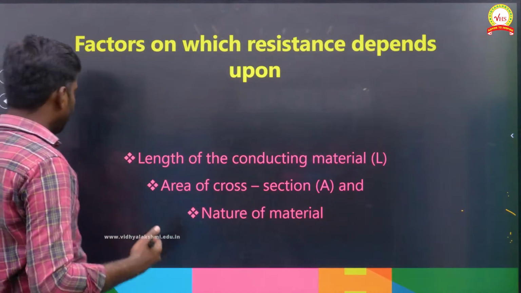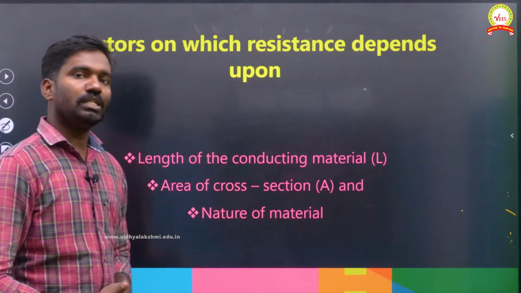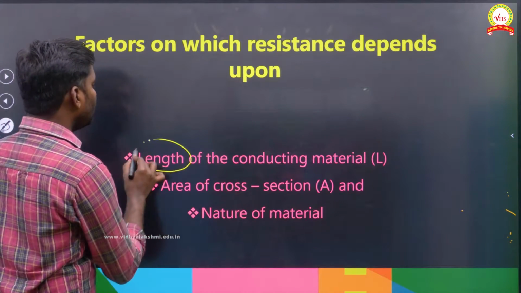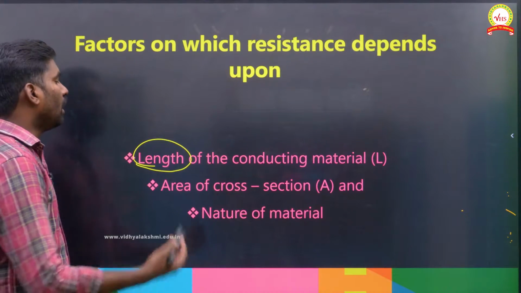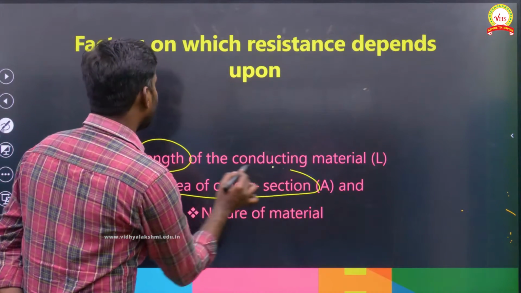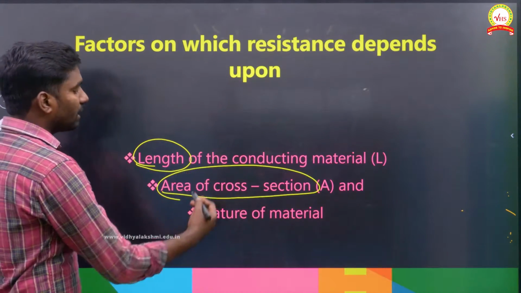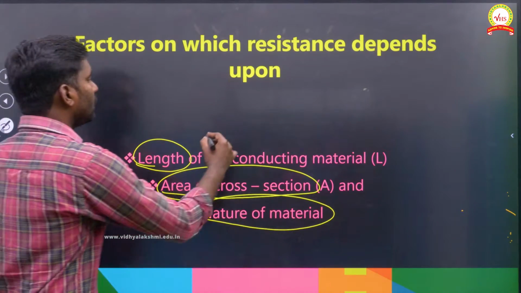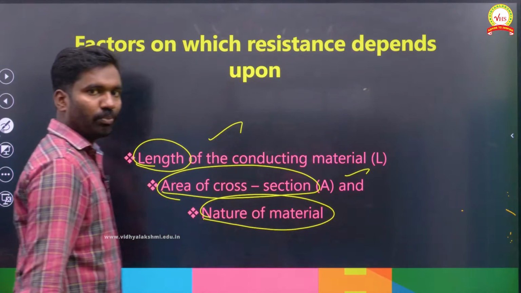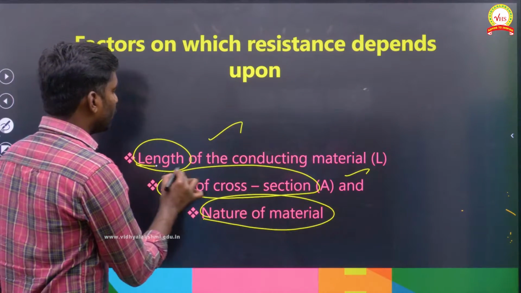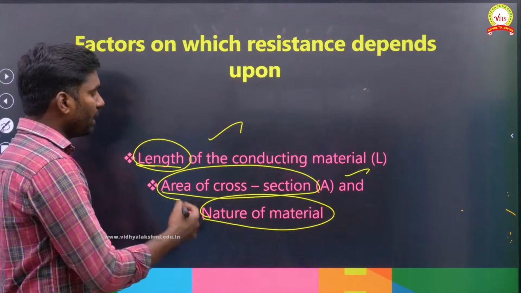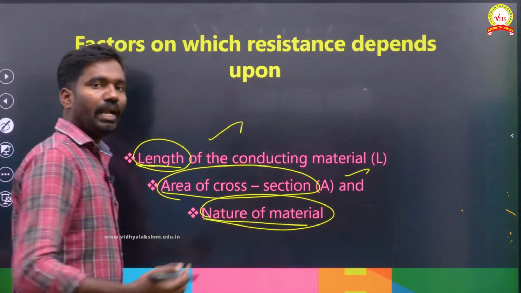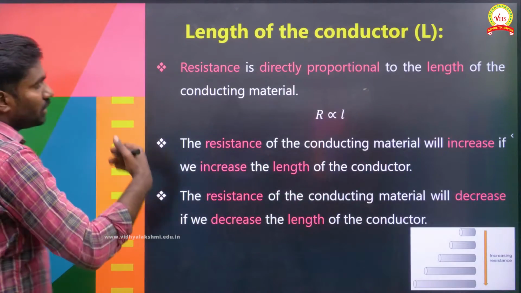Next we need to know on what factors the resistance depends. The resistance depends upon the length of the conducting material, the area of cross section, and the nature of the material. On these three factors the resistance depends. So let's discuss one by one.